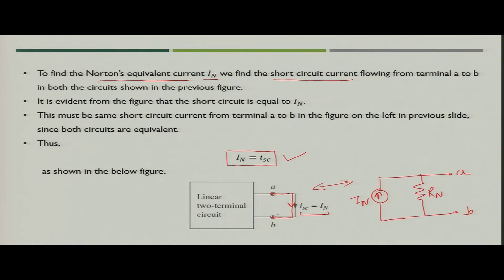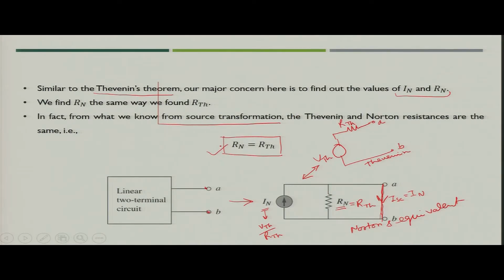So, in that way what can we say? We can say that the value of Norton's current, that is I n, is nothing but the short circuit current flowing between A and B when it is short circuited. You can calculate this with the help of various circuit techniques, like Kirchhoff's voltage law or Kirchhoff's current law, and the R Th, that is Thevenin resistance, which is nothing but the Norton's resistance also.